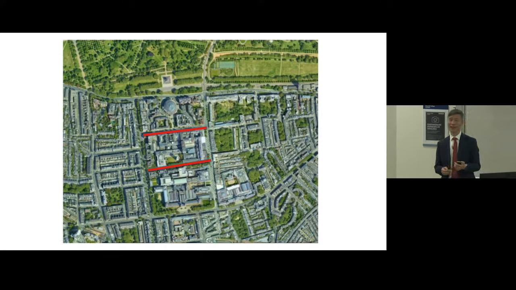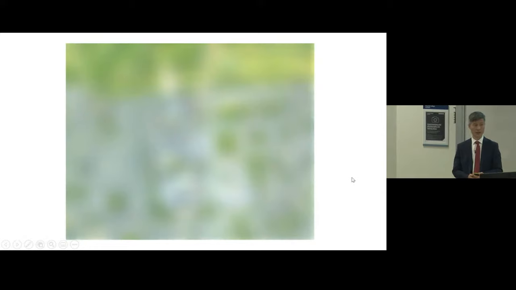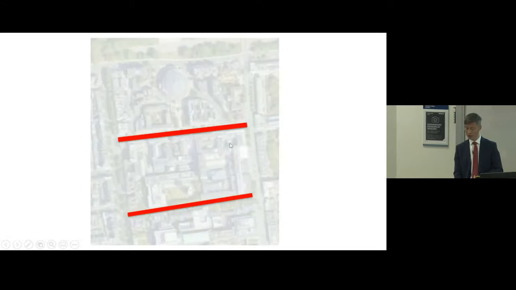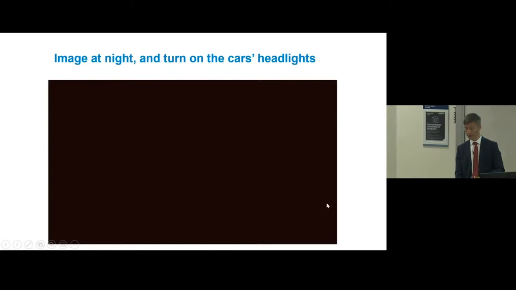If you have an ordinary camera, and you are imaging from really far away in the sky, the image you get could be like this. You just don't see the roads you want to see. So let's zoom in here. These are the two roads of interest. Let's assume that there are lots of cars on the road. How can we resolve this from far away with an ordinary camera?